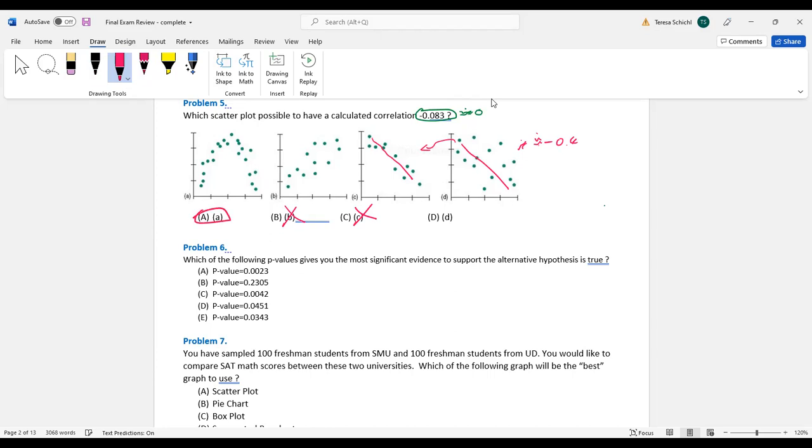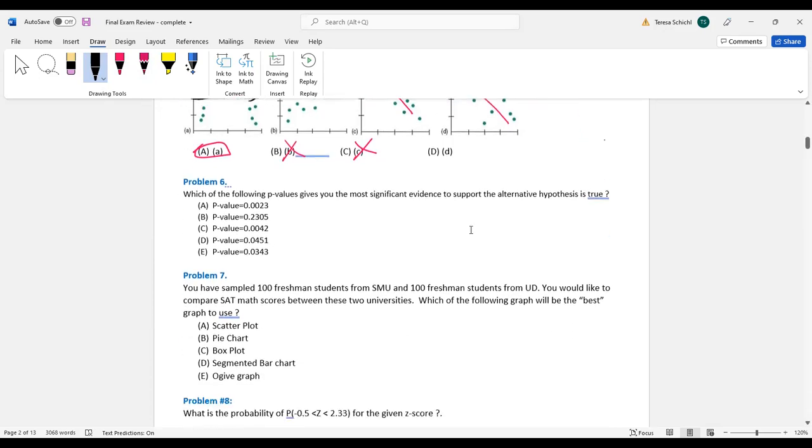So the answer is A here, because this is the r. What is r? r is linear, right? So this one is obviously not linear. So when you try to fit a line here, probably your line is going to go like this. So that's why it makes r very, very close to zero here. Okay, so the answer is A.